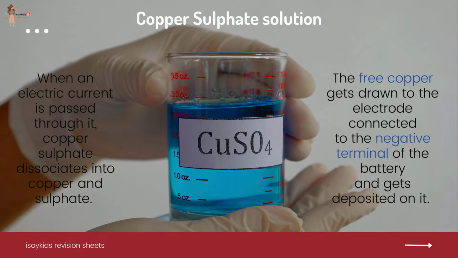When electric current is passed through the copper sulfate solution, copper sulfate dissociates into copper and sulfate. The free copper gets drawn to the electrode connected to the negative terminal of the battery and gets deposited on it. From the other electrode, a copper plate, an equal amount of copper gets dissolved in the solution. Thus, the loss of copper from the solution is restored and the process continues. This means that copper gets transferred from one electrode to the other.